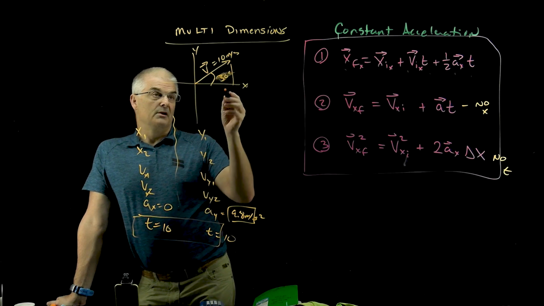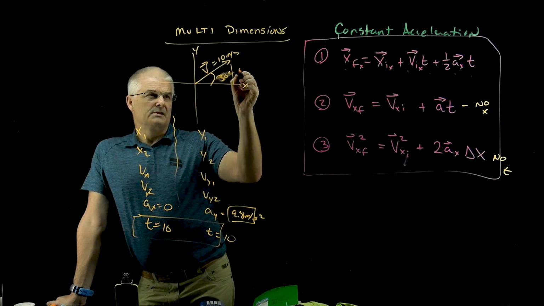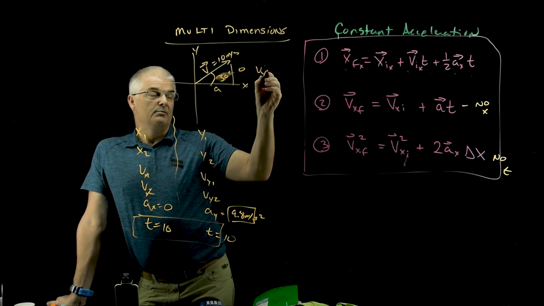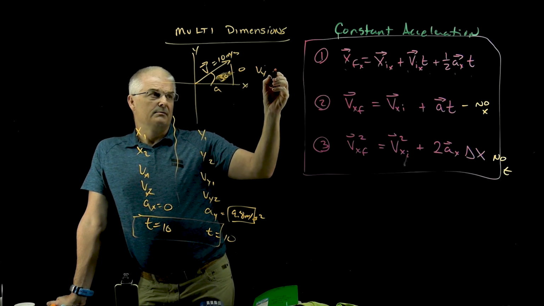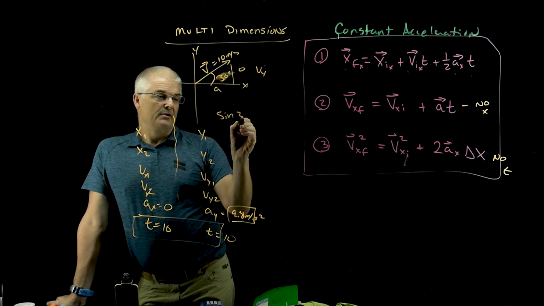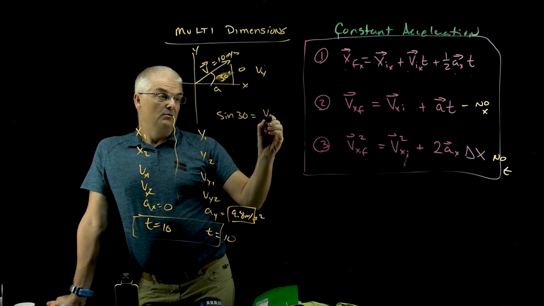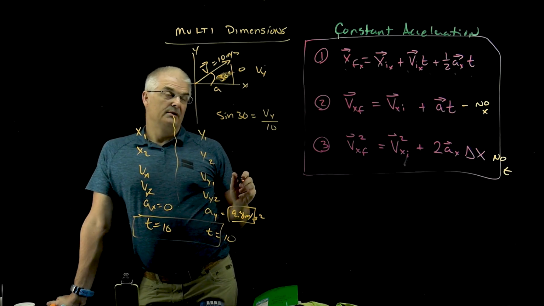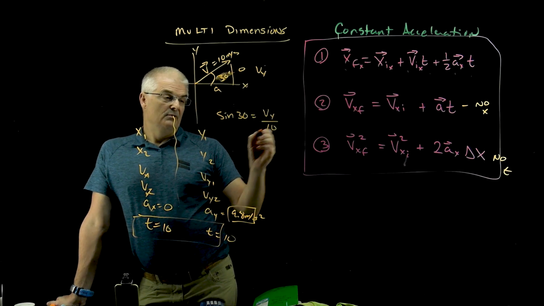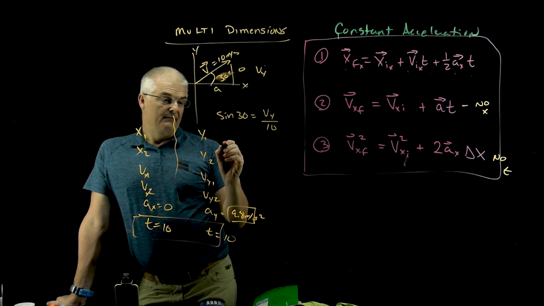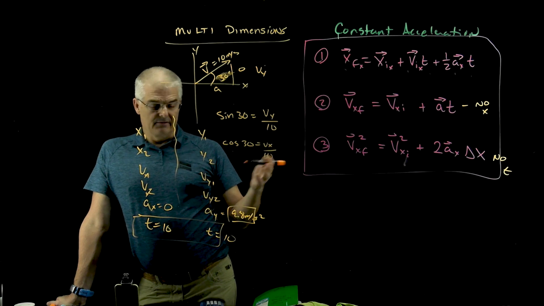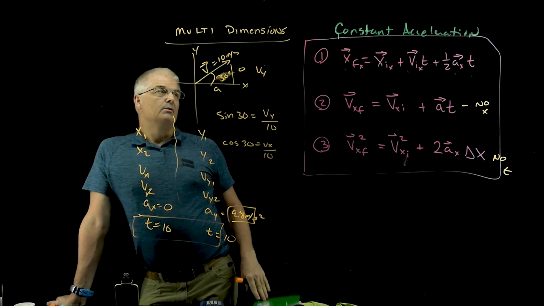One will be sine, one will be cosine. This is the angle, this is the opposite, this is the adjacent. So the y would be sine, opposite over hypotenuse. You would say sine of 30 degrees equals Vy over 10, because 10 is the speed when you launch a ball up at a 30-degree angle. Do the math and solve for Vy. For the other one you'd say cos 30 equals Vx over 10. You get a slightly different number, and those numbers go in here when you solve the problems.